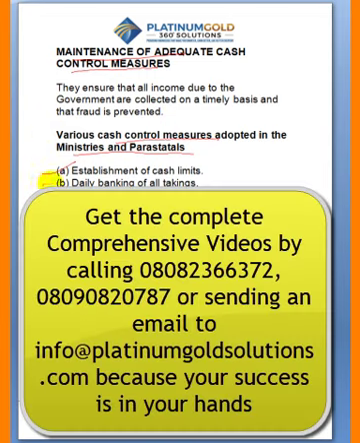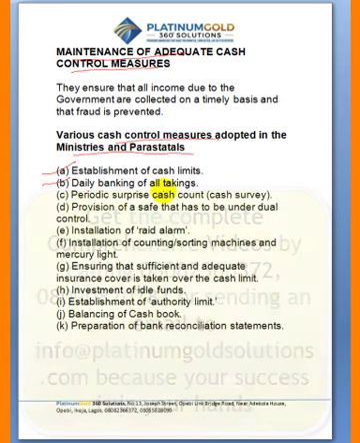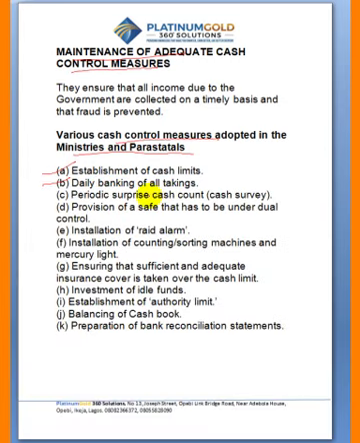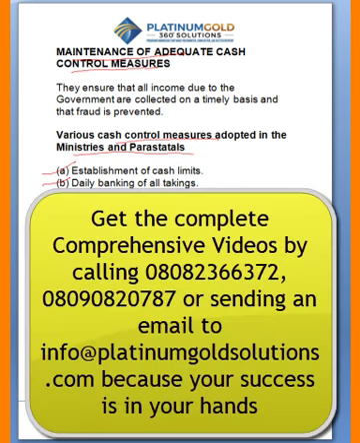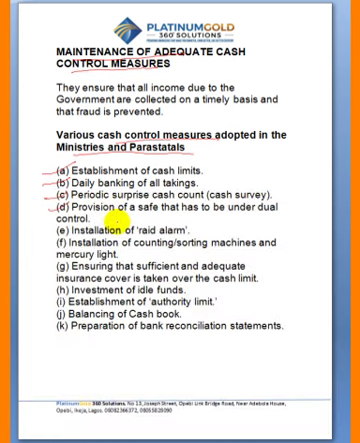B, the daily banking of all takings. That is, they must take note of all the transactions that occur between the organization and the bank. C, periodical surprise cash count. That is, they must ensure the periodical cash count every day. D, provision of a safe that has to be under dual control. That is, they must ensure that an appropriate safe is put in the organization in such a way that it will be managed and controlled by a senior officer of that particular organization.